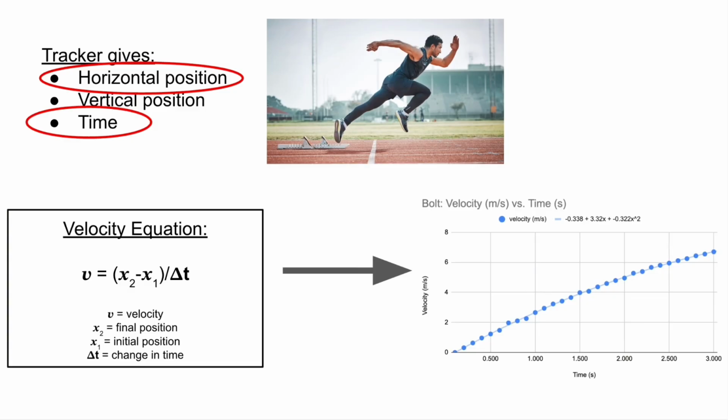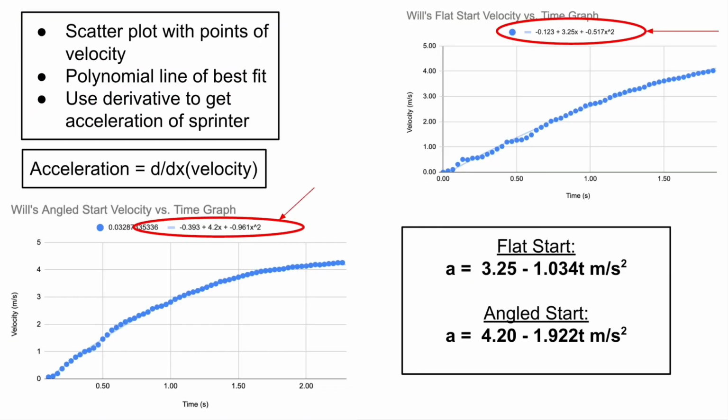Use those different points to create the scatter plot chart that you see here to the right. Create a line of best fit in order to get that velocity equation and use that equation to find the acceleration. Our first sprinter we used was Will. As you can see, his two velocity scatter plot graphs are right here shown, with the flat start being on top and the angled start being on the bottom.